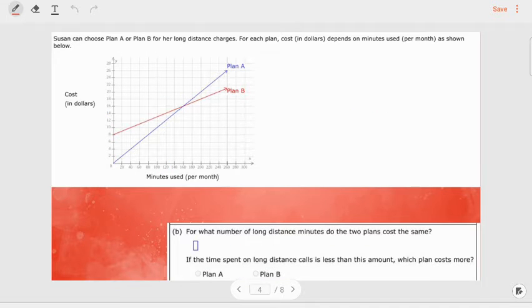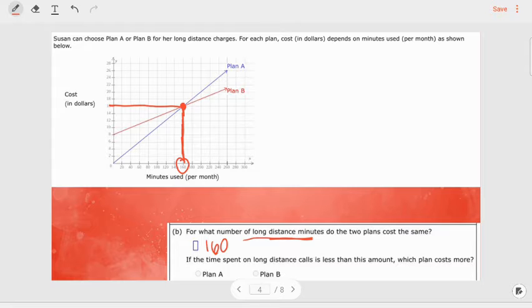And then the second follow-up question, for what number of long-distance minutes do the plans cost the same? Well, the cost is the same at this value right here where the 2 dots intersect at a value of $16. Make sure the question says what number of minutes. So I want to make sure I don't write down 16 because that's the cost, but how many minutes? 160 minutes.